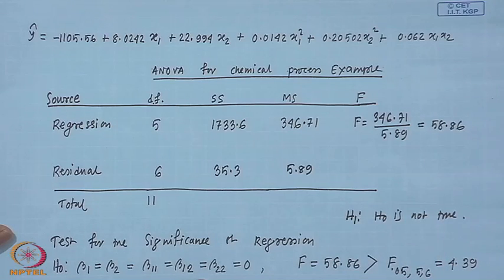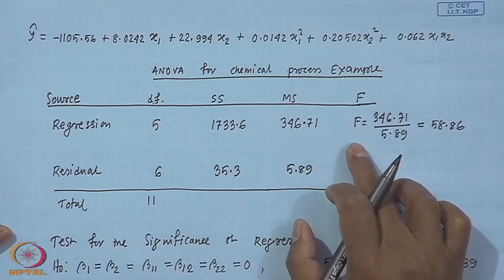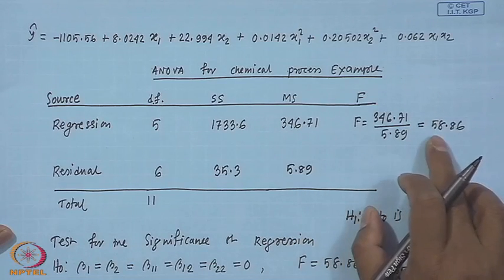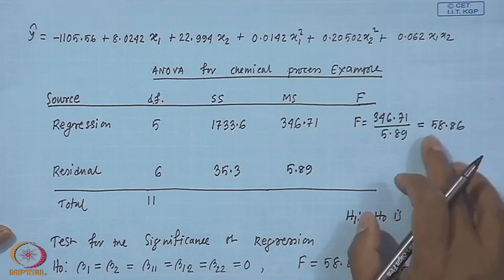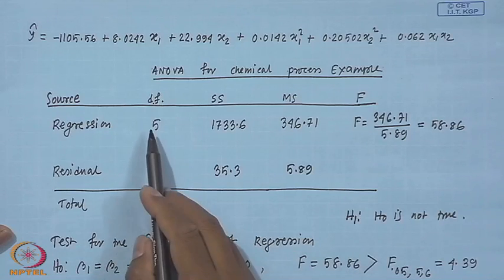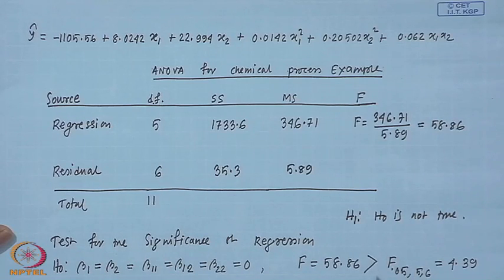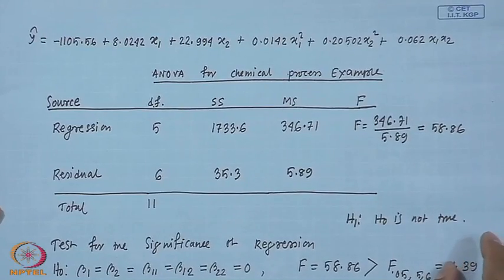Okay. So, in order to test this null hypothesis, you have the F statistic, which has value 58.86, and now this follows F with degrees of freedom 5, 6, and you get the tabulated value from the F table, that is 4.39. So, the observed value is greater than the tabulated value, that means H naught is rejected, which says that the regression fit is significant. Okay. So overall, whatever model we have fitted, like second order polynomial involving two variables, that model is significant.